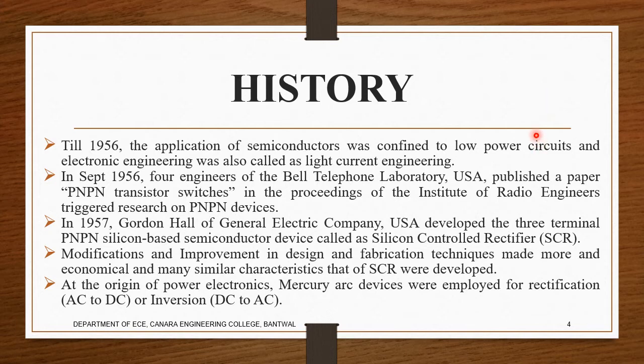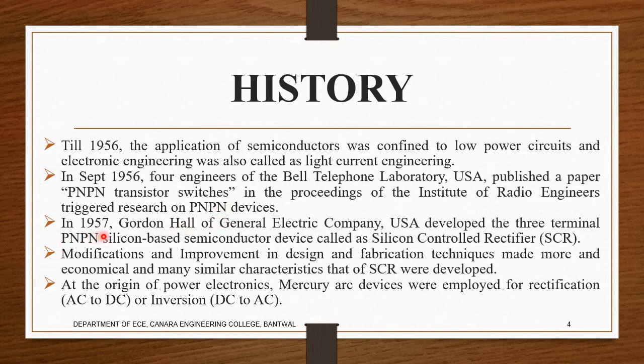In September 1956, four engineers of the Bell Telephone Laboratory, USA, published a paper, PNPN transistor switches, in the proceedings of the Institute of Radio Engineers, which triggered research on PNPN devices. Here in a diode we have PN, in a transistor we have PNP, and this has four parts, that is, three junctions, but four layers we have added here.